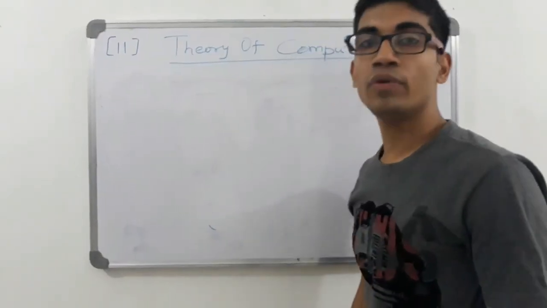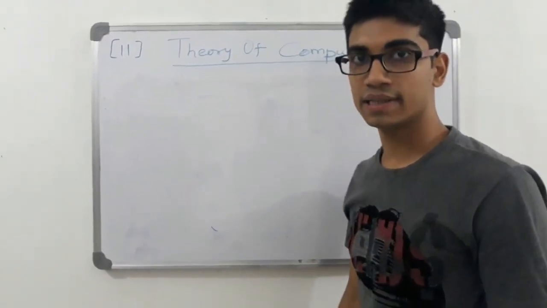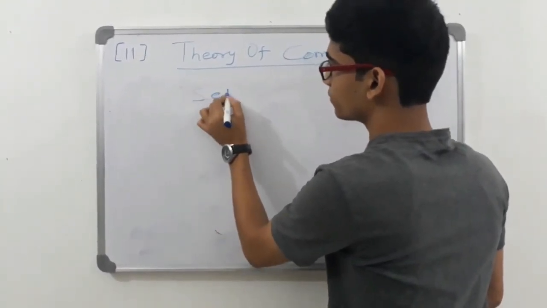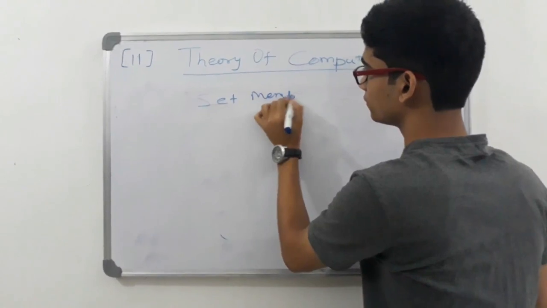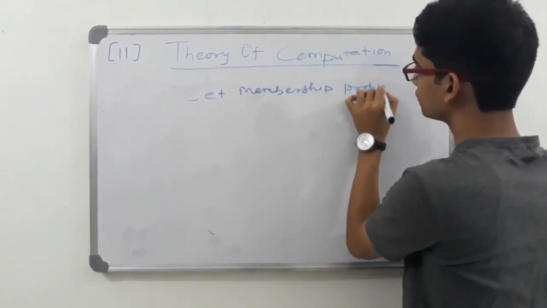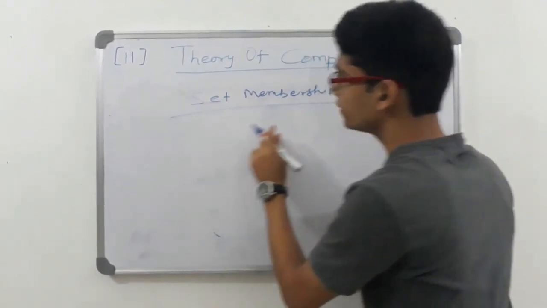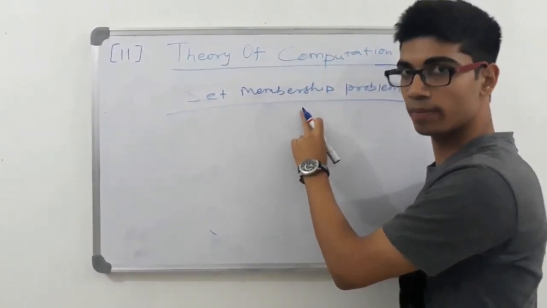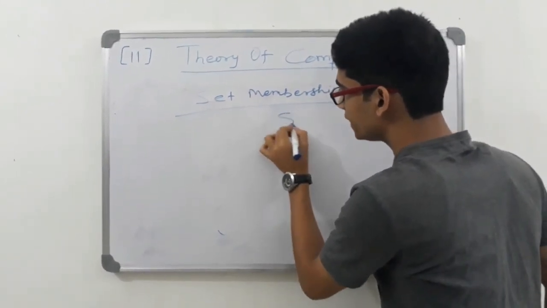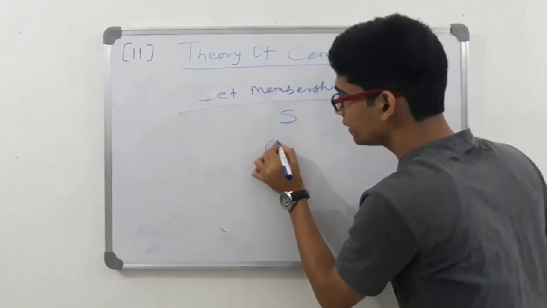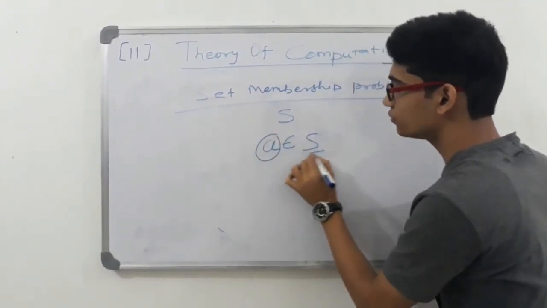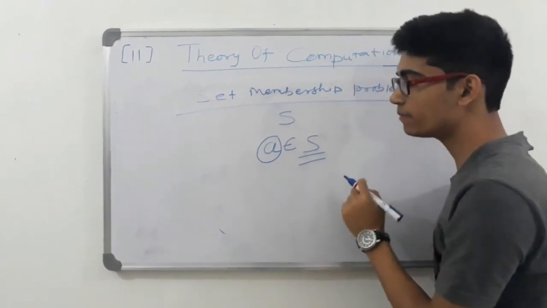Okay friends, now we have the notion of symbols, alphabets, strings, and in the previous video I taught you about the set membership problem. Now let us see how the set membership problem applies to our context. So what was the set membership problem? Given a set S, we had to check whether an element belongs to this set or not.